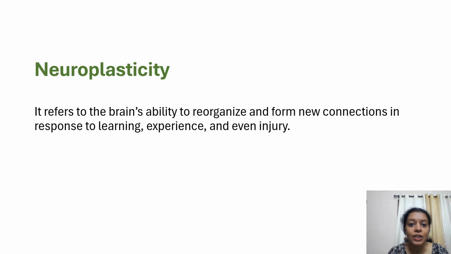The first one is neuroplasticity. Let's think of neuroplasticity as the brain's ability to reshape itself based on what we learn and experience, just like a clay that can be molded into different shapes. The brain can also form new connections and adapt when we practice something repeatedly.